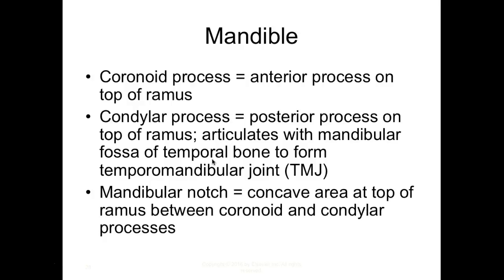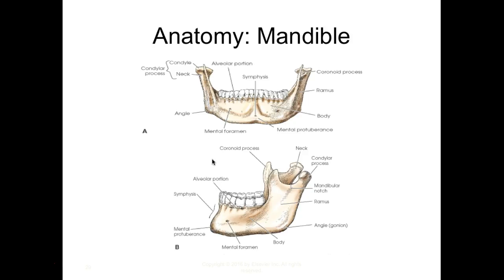The coronoid process is the anterior process at the top of the ramus, and the condylar process is the posterior process at the top of the ramus. It articulates with the mandibular fossa of your temporal bone to form the TMJs. The mandibular notch is a concave area at the top of the ramus between the coronoid and the condylar process.